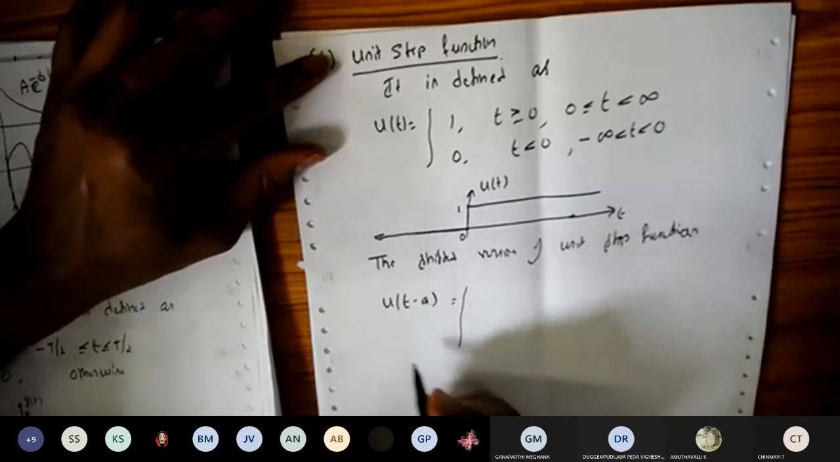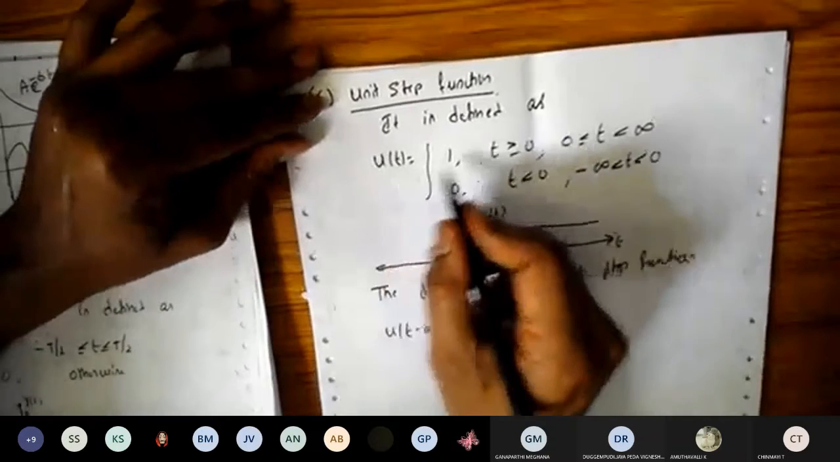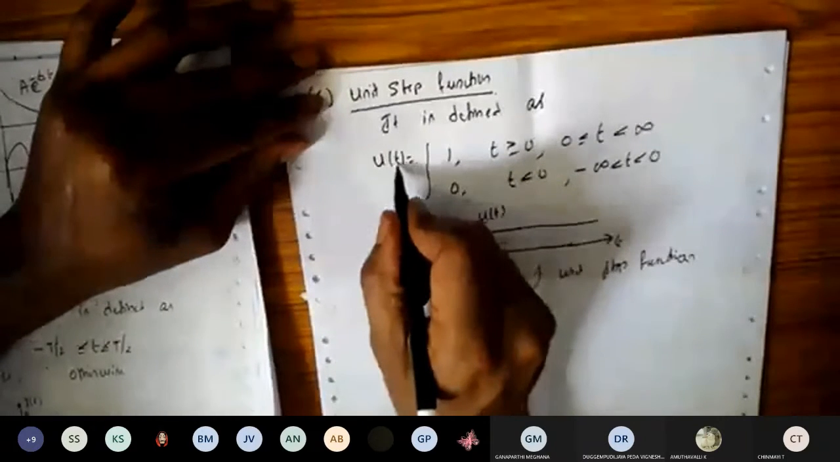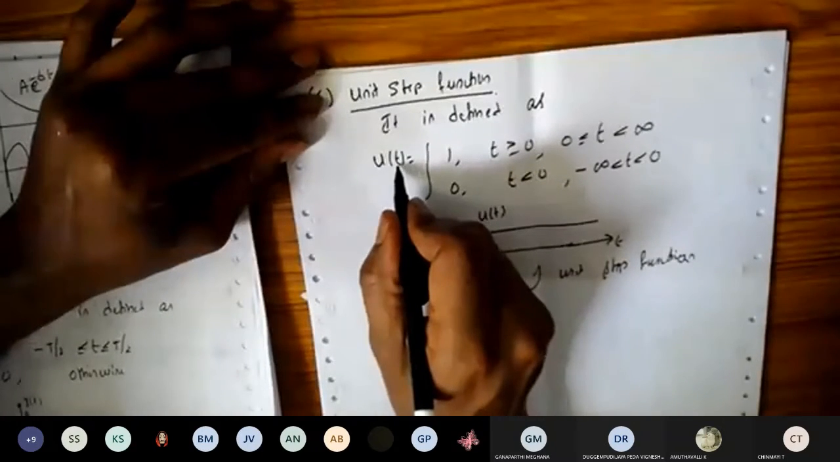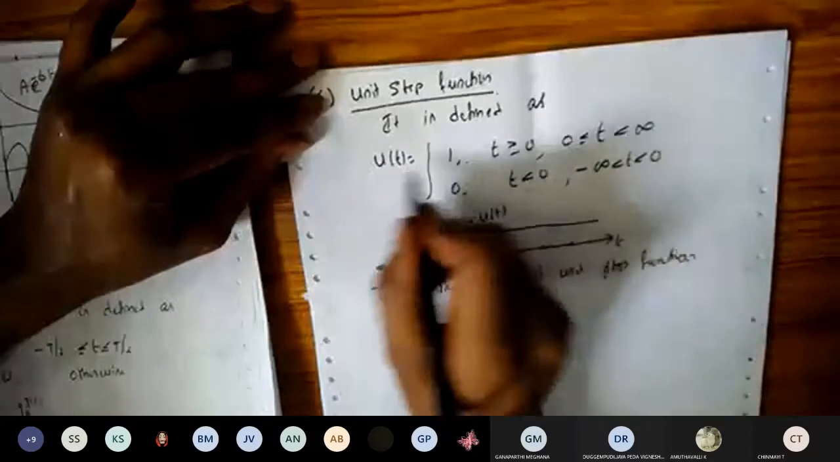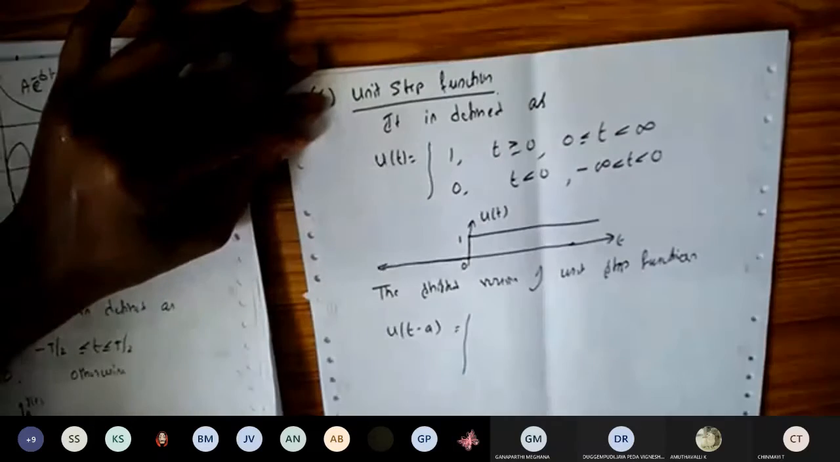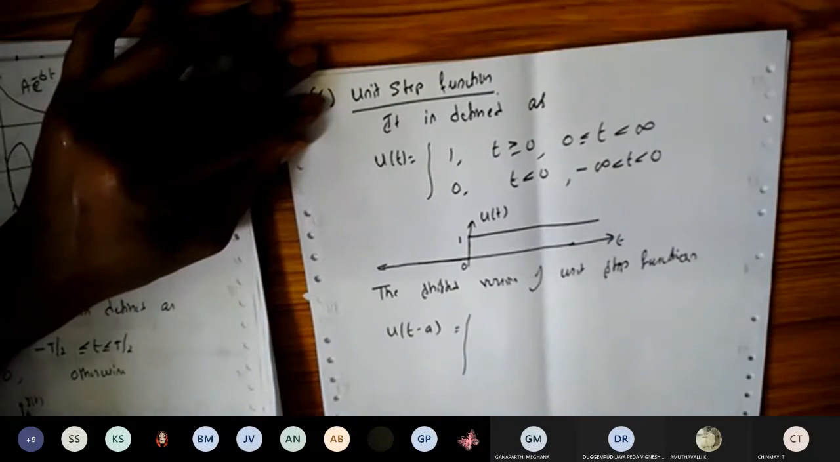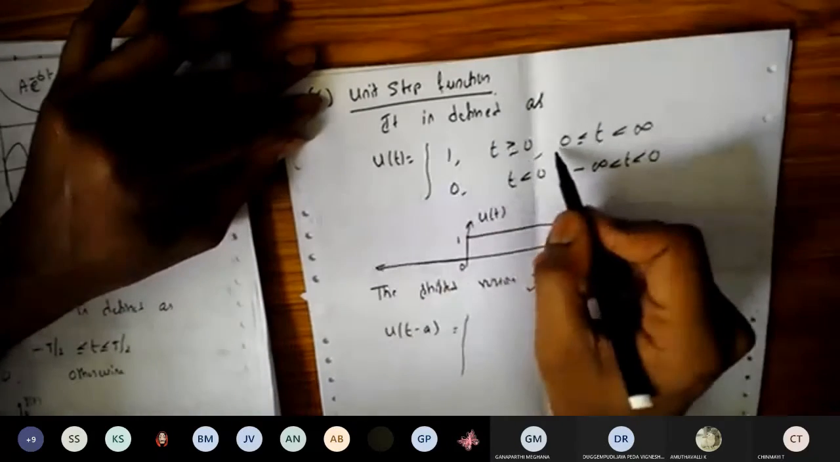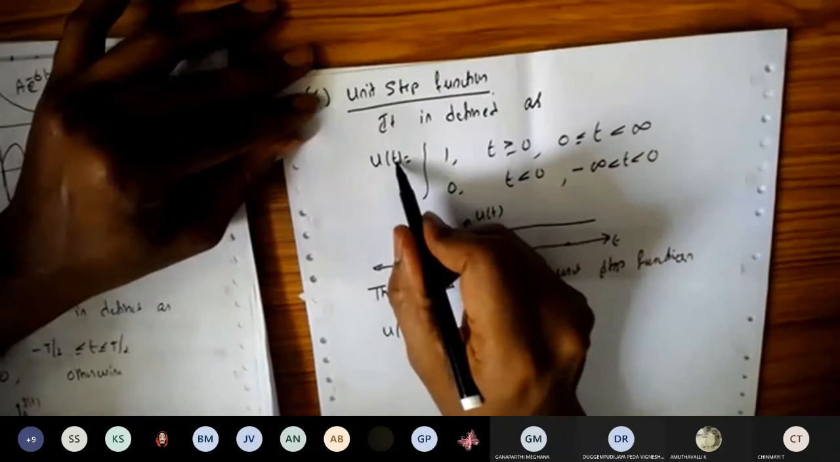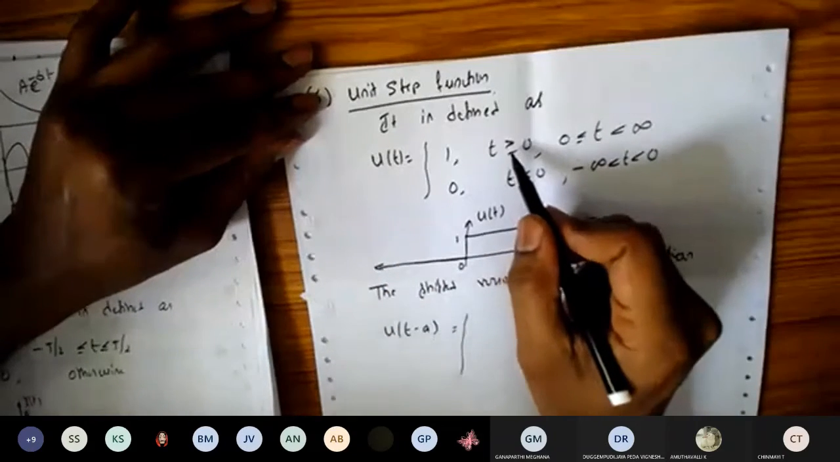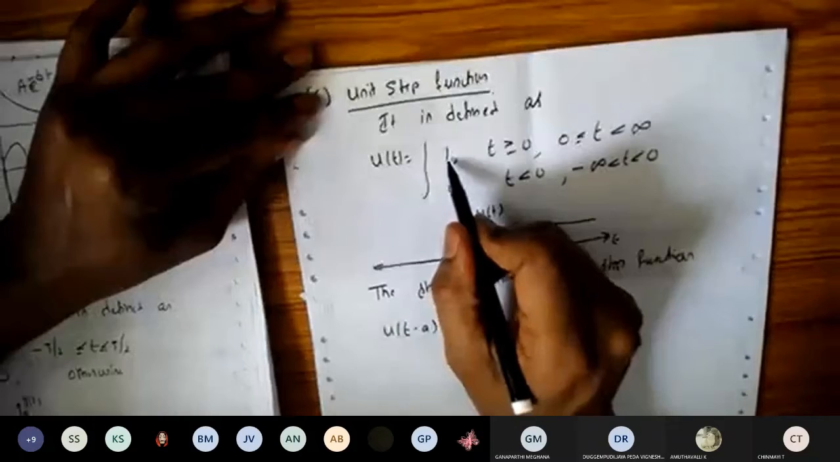For the unit step function to have the value 1, whatever is inside the brackets should be greater than or equal to 0. If it is t, then t should be greater than or equal to 0. That is why it has the value 1 in this region.